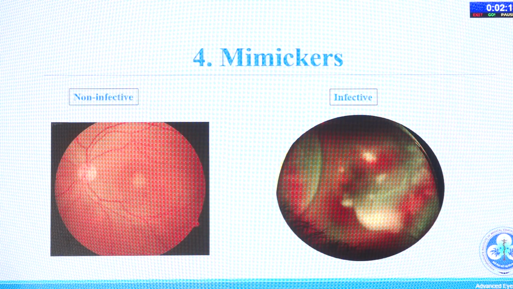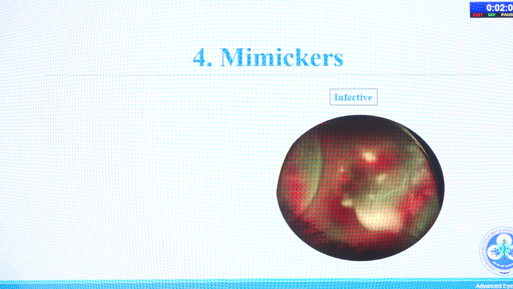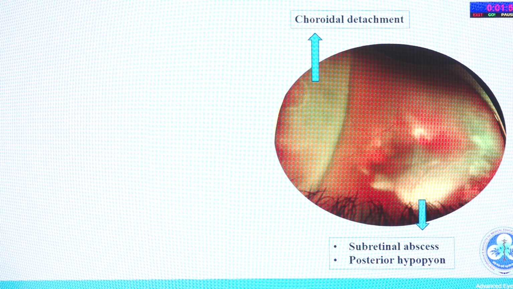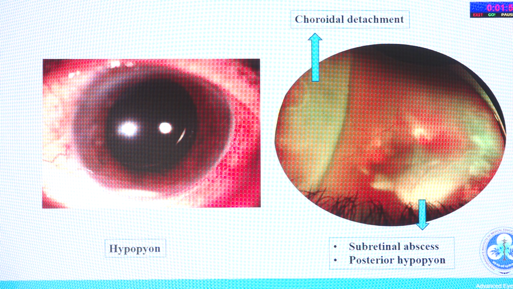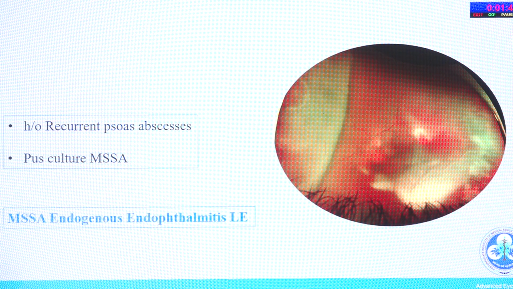Coming to the infective etiology, which could look like a choroidal mass. This is a subretinal abscess, and you can see a localized choroidal detachment in the upper nasal quadrant. There is posterior hypopyon also, and the anterior segment examination showed hypopyon. This was a patient who had undergone psoas abscess drainage. So this is nothing but a subretinal abscess secondary to psoas abscess.